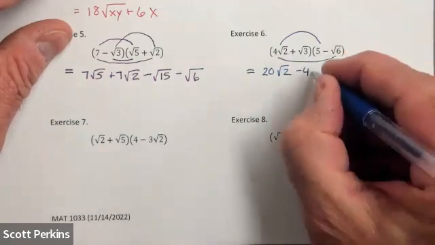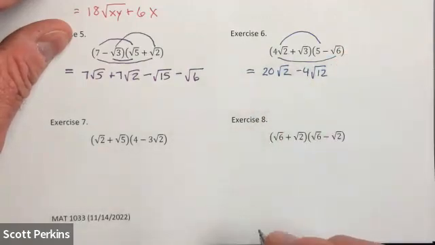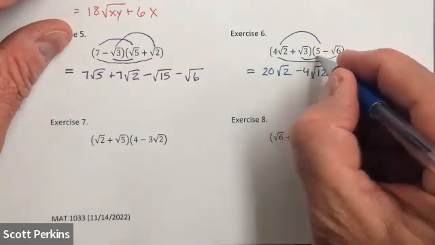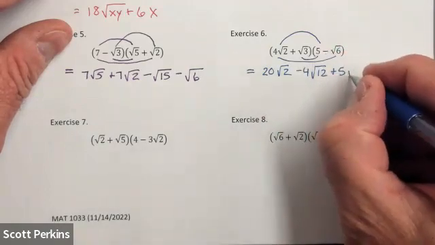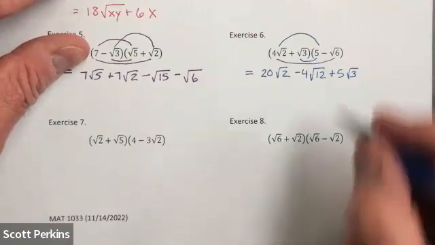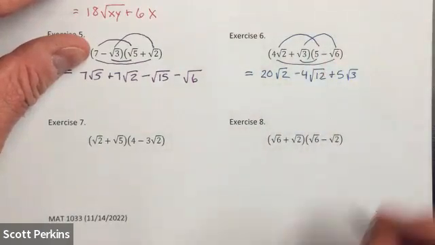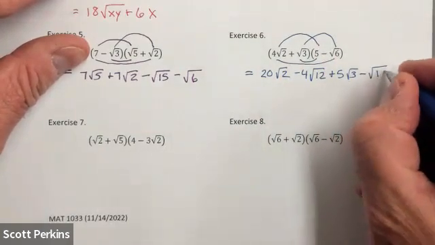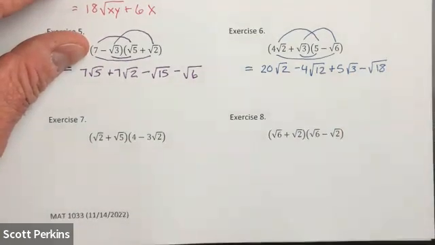Square root of 2 times square root of 6 is square root of 12. My inners, square root of 3 times 5 is 5 square root of 3. And then my last, square root of 3 times negative square root of 6 is negative square root of 18. Now, if you did that, you got those 4 terms. You're doing a fantastic job.